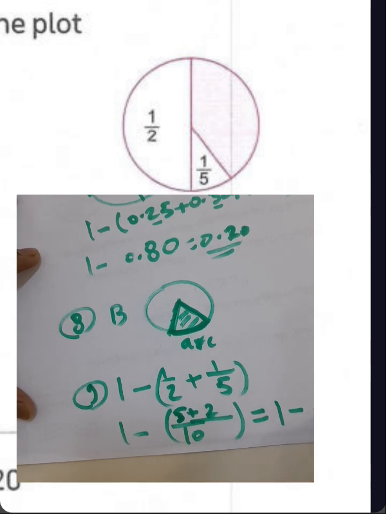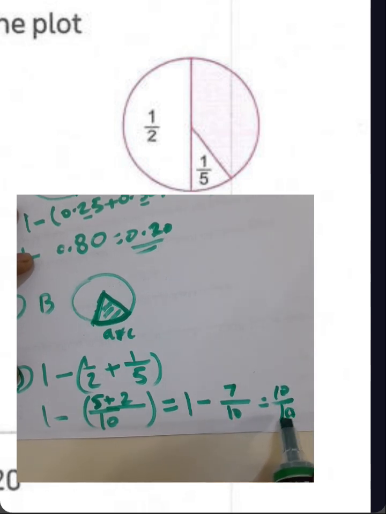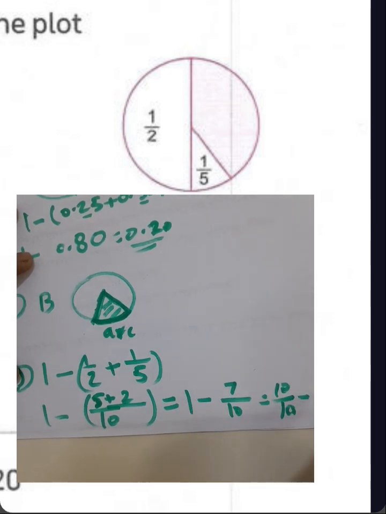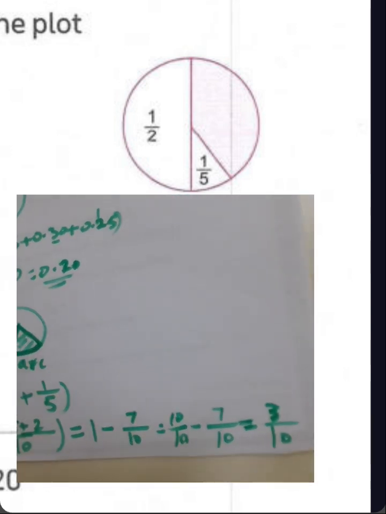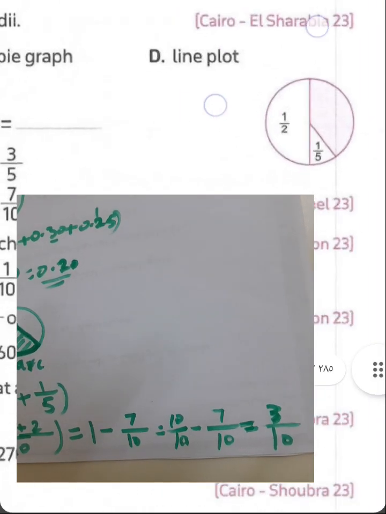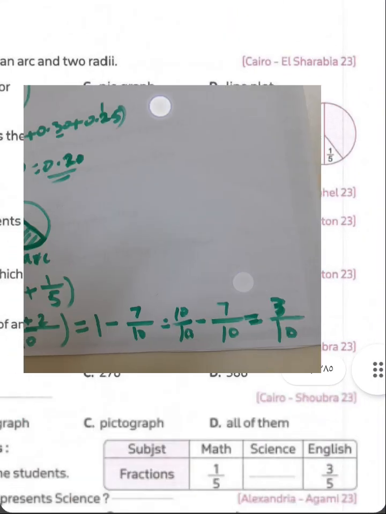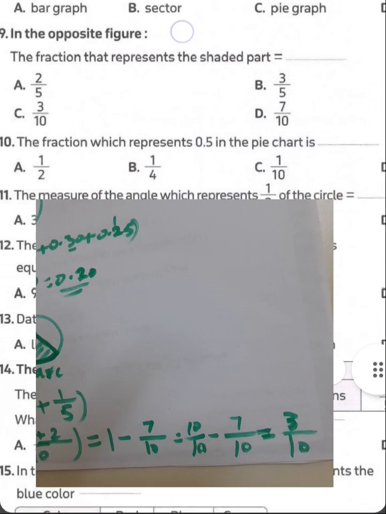The difference between them: you can convert the whole number to a fraction. Write 10 over 10, because you can find the result between 2 numbers if the 2 denominators are alike, and then you can write 10 in the numerator. 10 minus 7 equals 3, then the result will be 3 over 10. For this example, you must choose 3 over 10, we choose letter C.